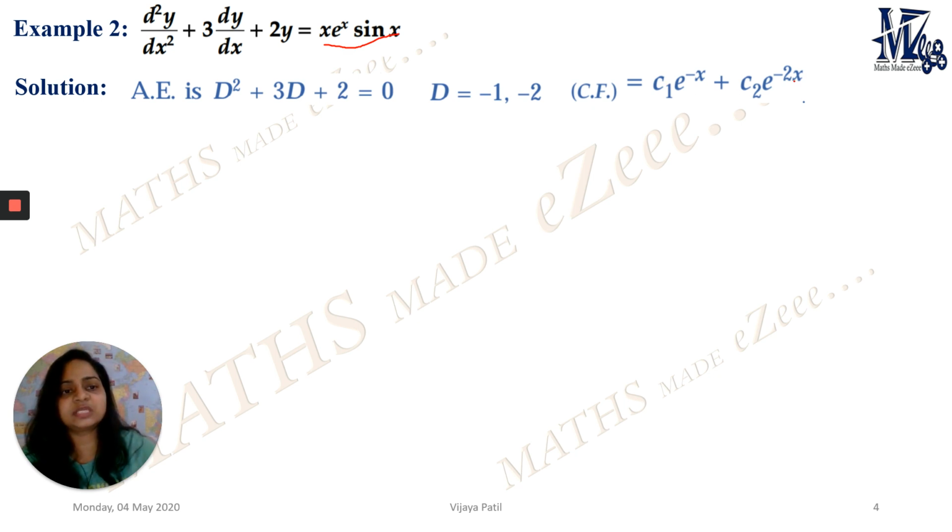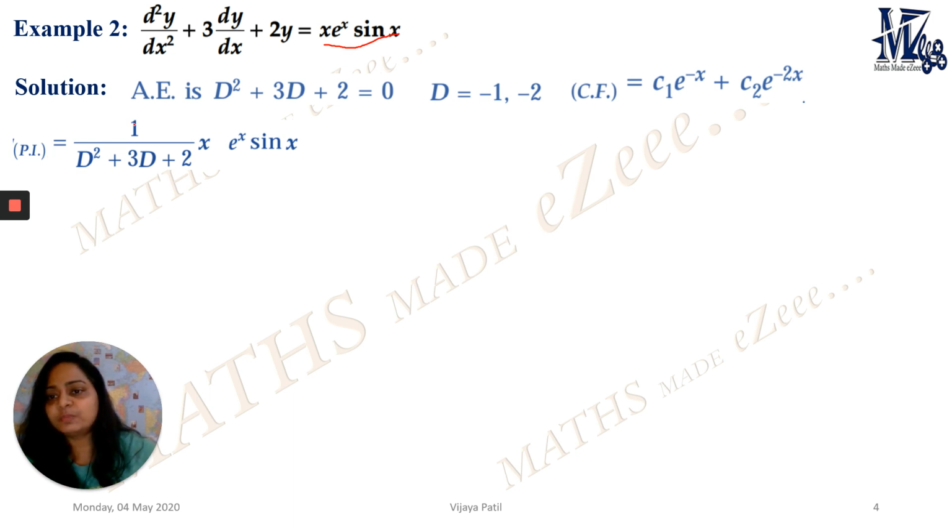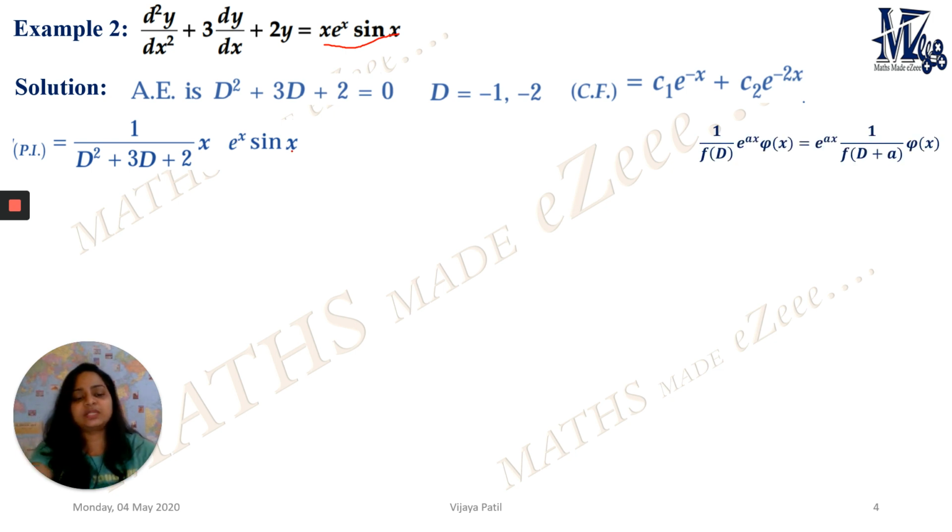C1 e to the power x plus C2 e to the power 2x minus 2x, right? And the particular integral would be 1 upon D square plus 3D plus 2 on x e to the power x sine of x, right? Now, let us see here. What is this? This we have discussed already: 1 upon f of D e to the power x phi of x is equal to e to the power x 1 upon f of D plus a phi of x.